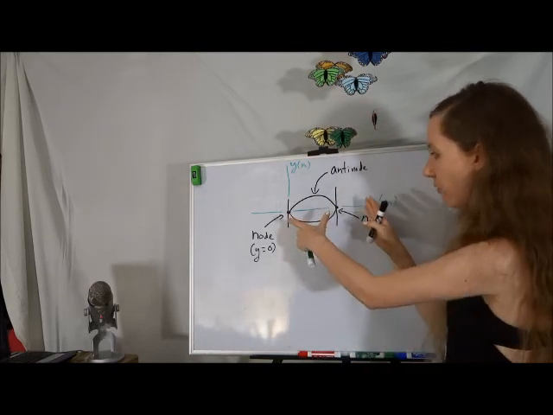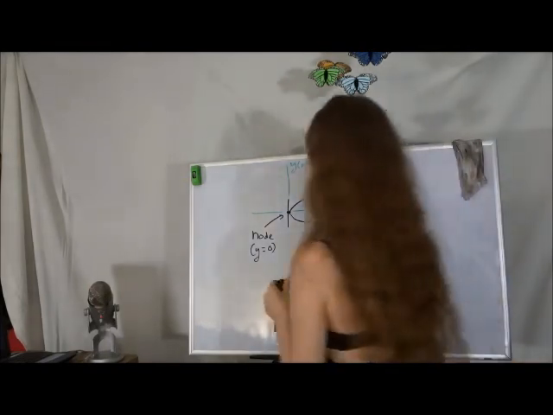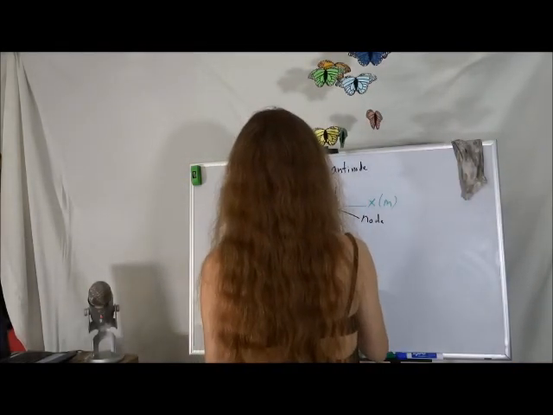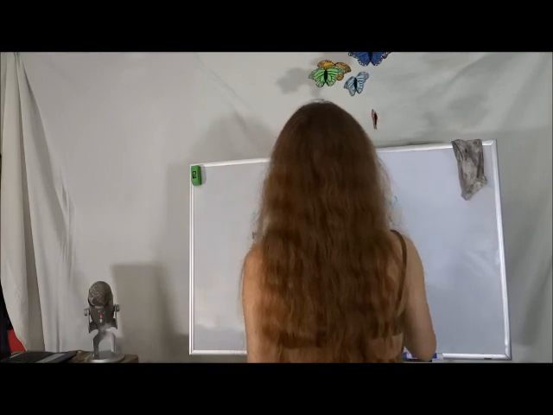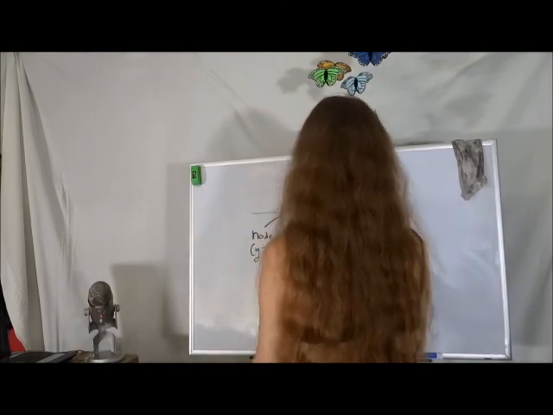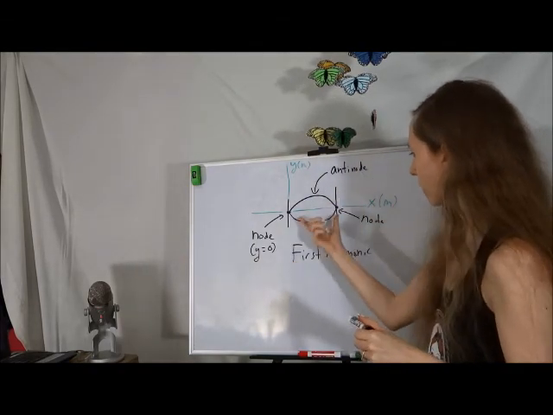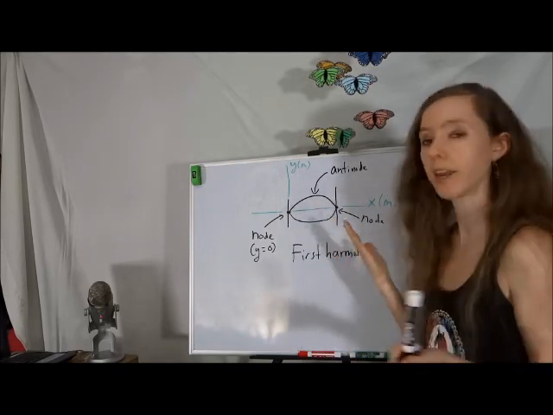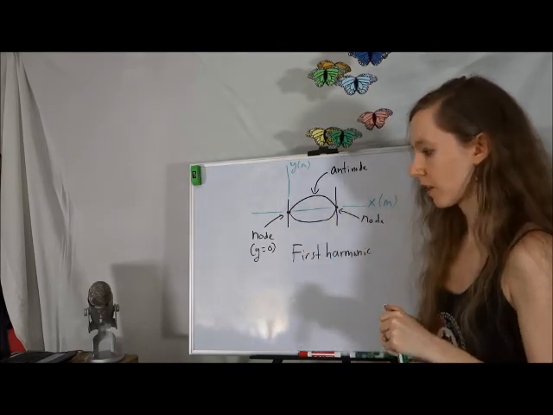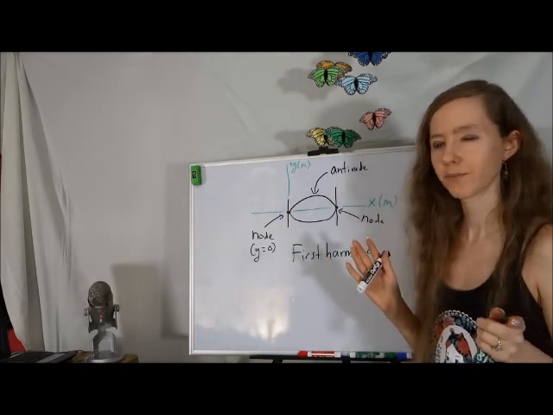Now, this half wavelength you see here, this is called the first harmonic. And it's the first because it's the smallest number of nodes you can have and still have a standing wave. So it's the first standing wave you can have. So, are there any questions up to this point?